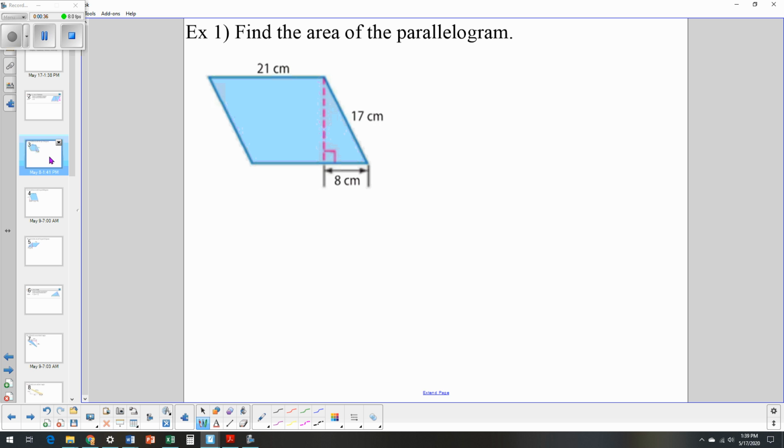In our first example, this is a little harder one, they give us the base is 21. This 8 is part of that 21, but it's not actually the base, and they don't tell me the height. They tell me this diagonal length. But what I have here is a little right triangle. And anytime I have a right triangle and I know two of the three sides, I can do Pythagorean theorem to find the third. So if this is my height, it's going to be 17 squared equals h squared plus 8 squared.